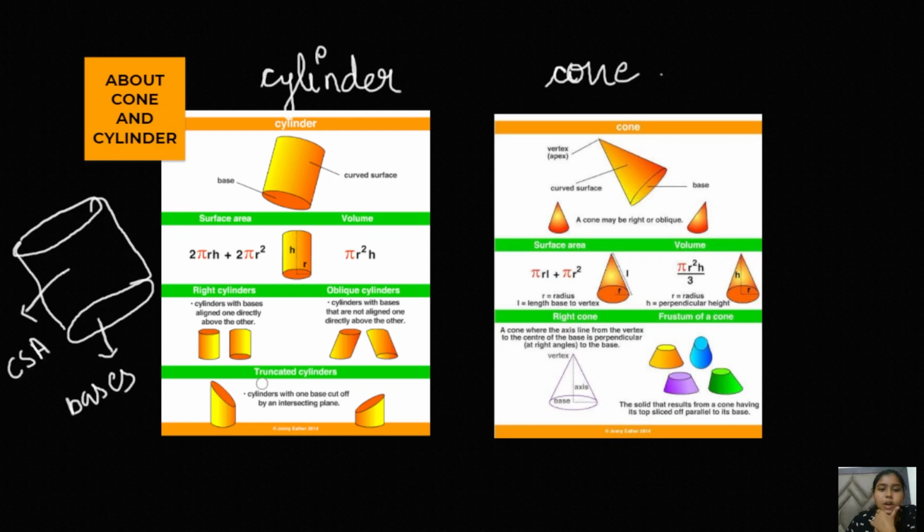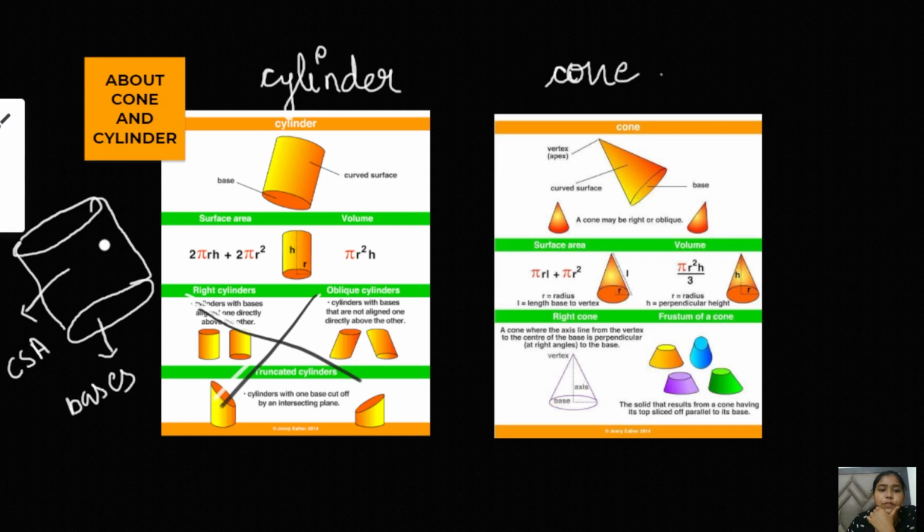So basically, for cylinders, you don't have to know about oblique or truncated cylinders. These are not for your purpose. You just have to know what a cylinder is. You know the figure of a cylinder. You know that there are basically 2 circular bases, and this curved portion is the curved surface area.